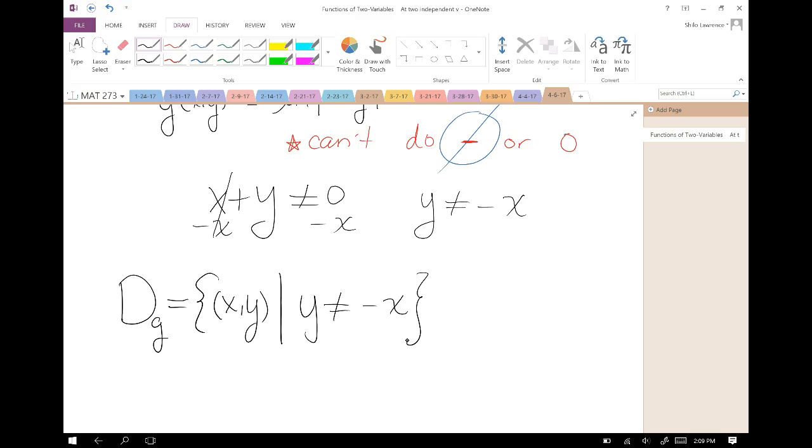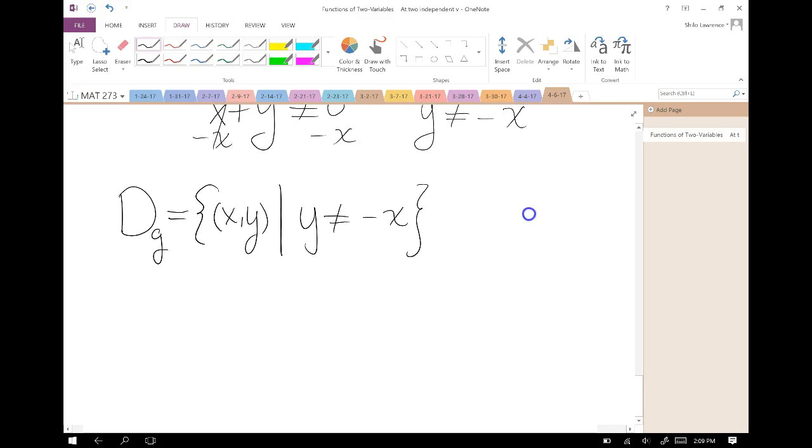Not too bad. You just have to remember all that stuff from algebra about these functions. You have to remember that with log, we can't do negative or 0. So it's really all that algebra stuff that we need to be careful about.